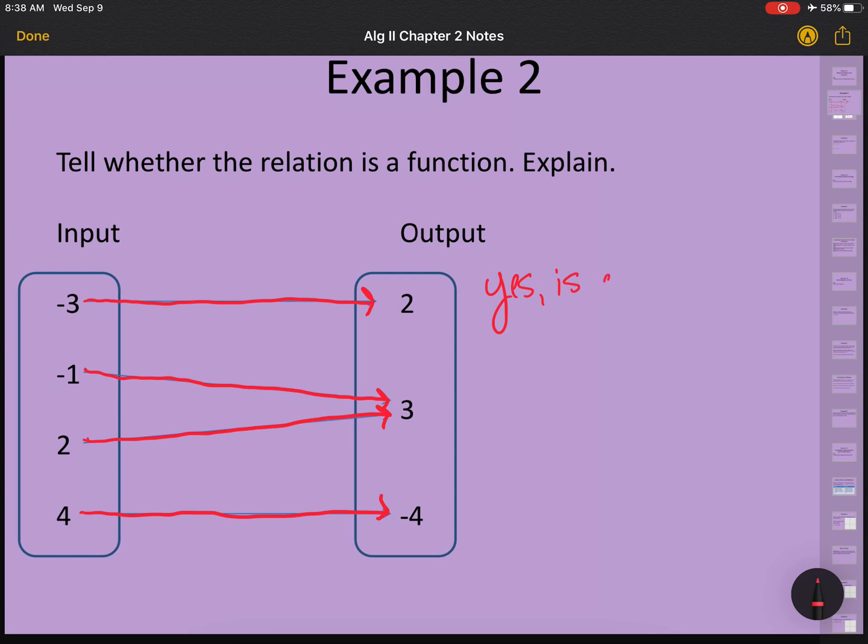It is a function because each input has exactly one output. That makes it a function.